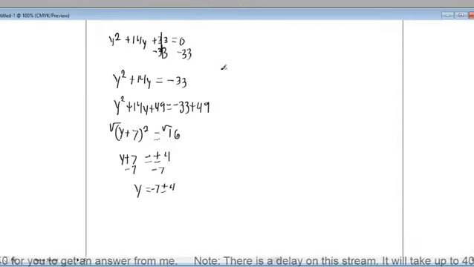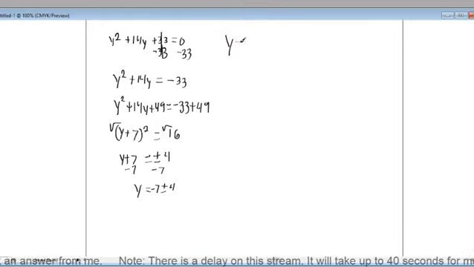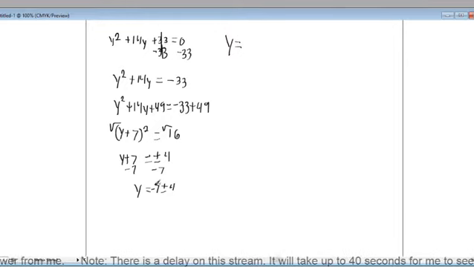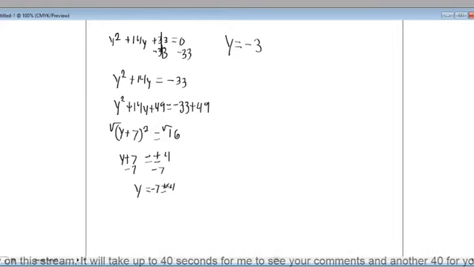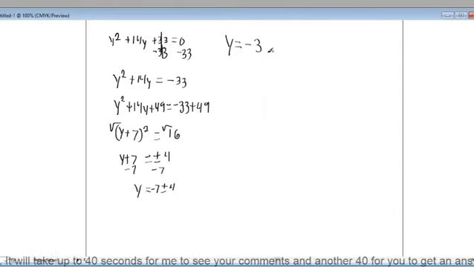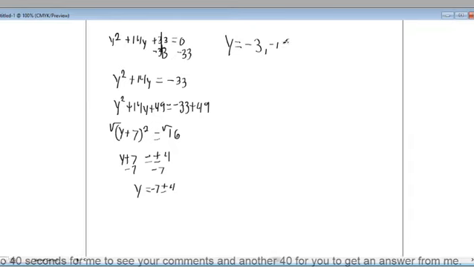Okay, so let's actually figure out what that represents. So y equals, okay, if we have negative 7 plus 4, that's going to be negative 3. If we have negative 7 minus 4, that's going to be negative 11. And there's our two answers.